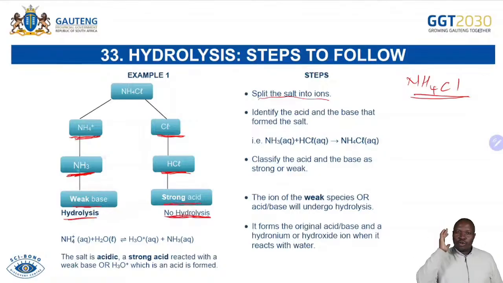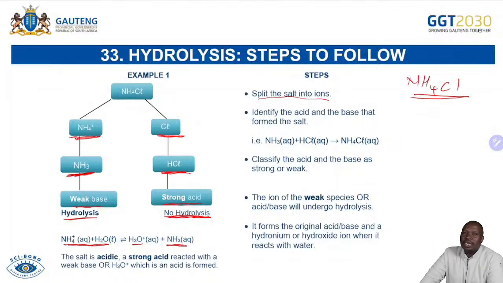So no hydrolysis for ions from strong acids or strong bases. Hydrolysis for ions from weak acids and weak bases. So I think the ammonium ion NH4+ is from ammonia, which is a weak base. It will undergo hydrolysis, meaning that the NH4+ is the one that will react with water. Remember, the NH4+ will donate the H+ to water to form H3O+ and NH3.